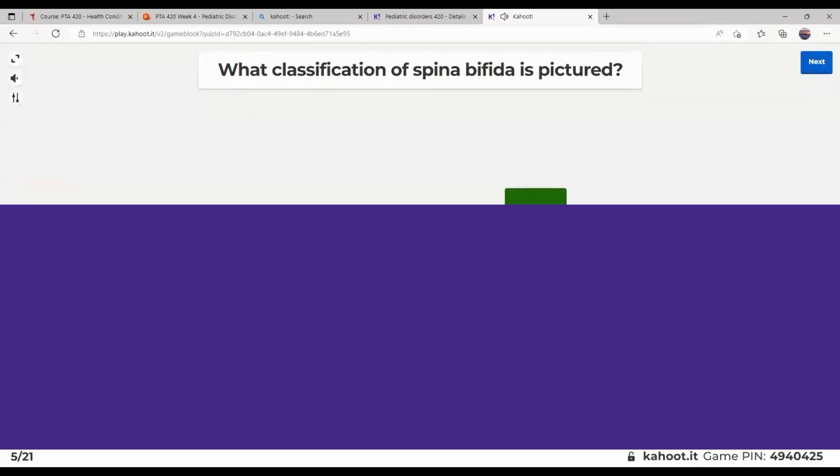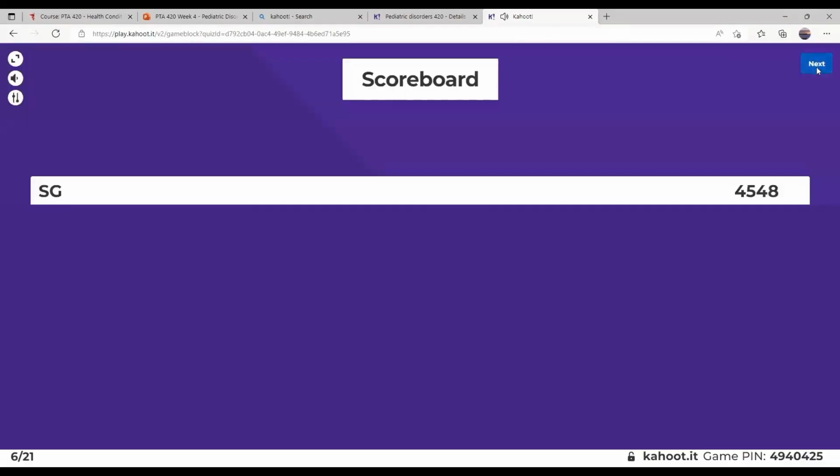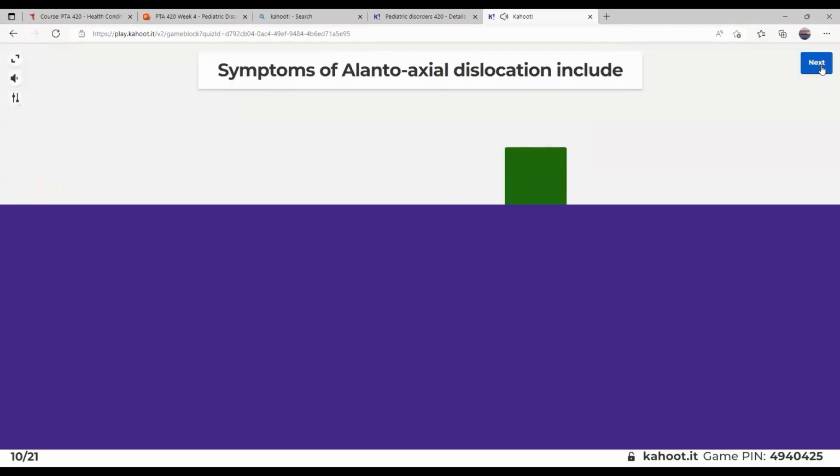Okay. Spina bifida occulta is what was demonstrated in that picture. Meningoceles when it's all the way herniated. Good job. Everybody got it. Good job. Very good. Make sure that you know that definition. Good job. All of the above.